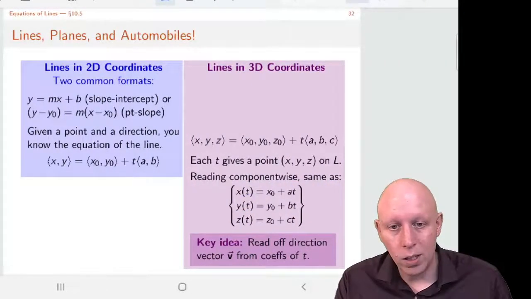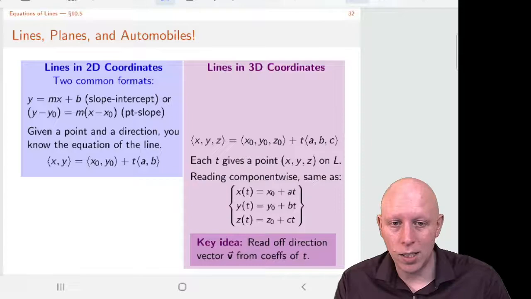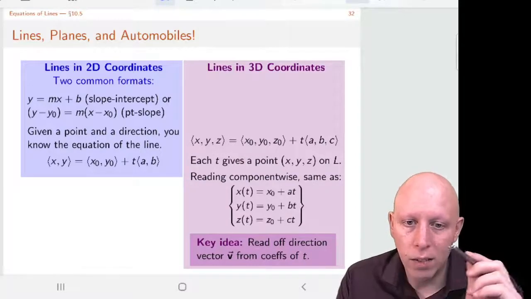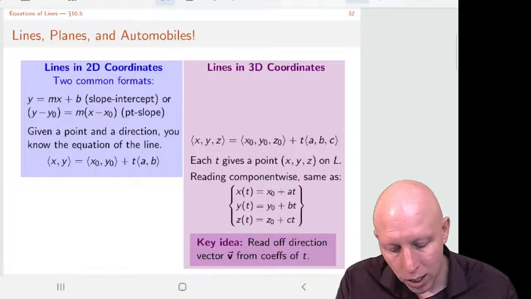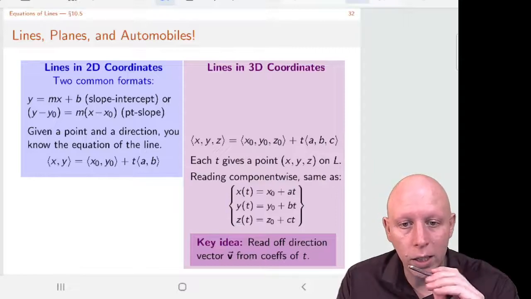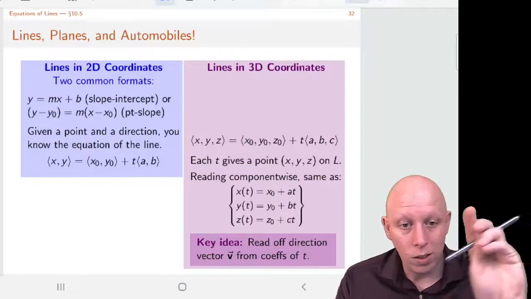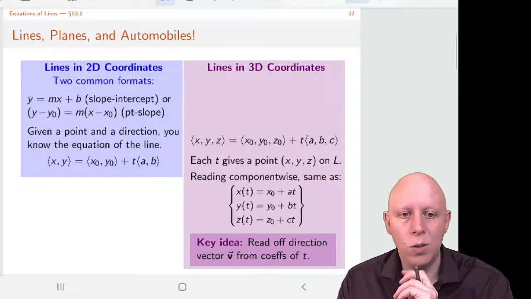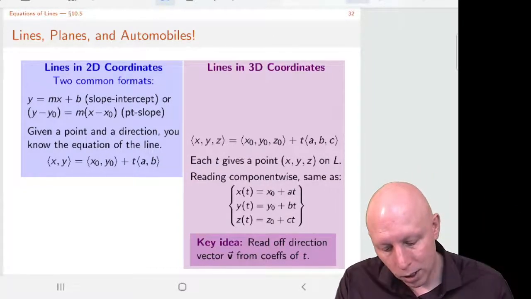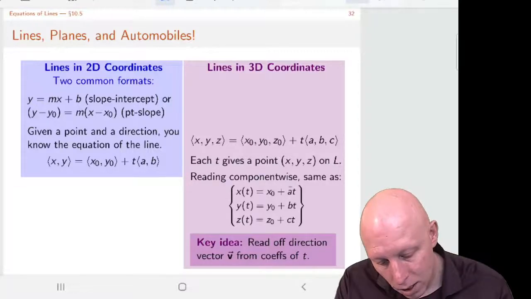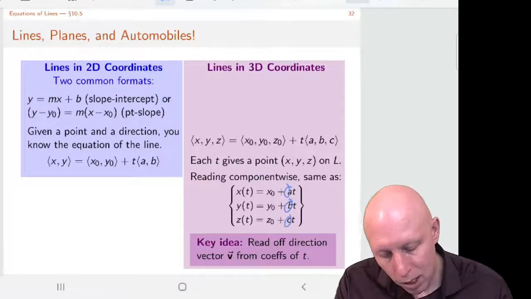All right, so this is a really important idea, and let's just repeat it again: if you have the equation of a line, you can read off the direction that the line goes in, so the vector parallel to the line, from the coefficients of the t's of this parameter, a, b, c. That's our vector. That's the direction of the line.